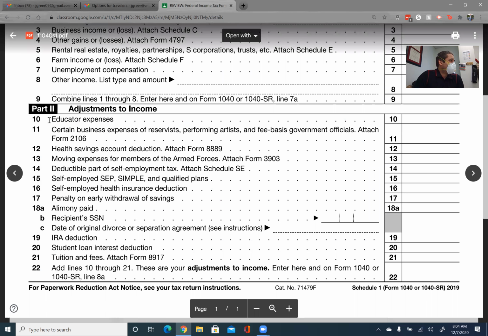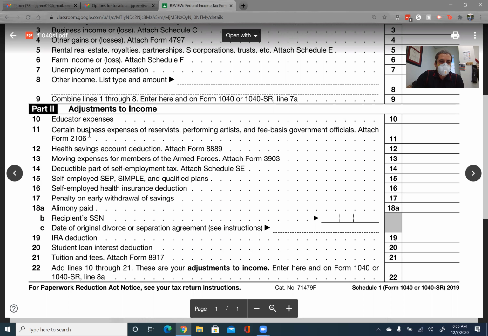So look in the fact pattern to see if I put an educator in there, because that's just a simple $250 deduction. Okay. That's just a simple $250 deduction. Okay.